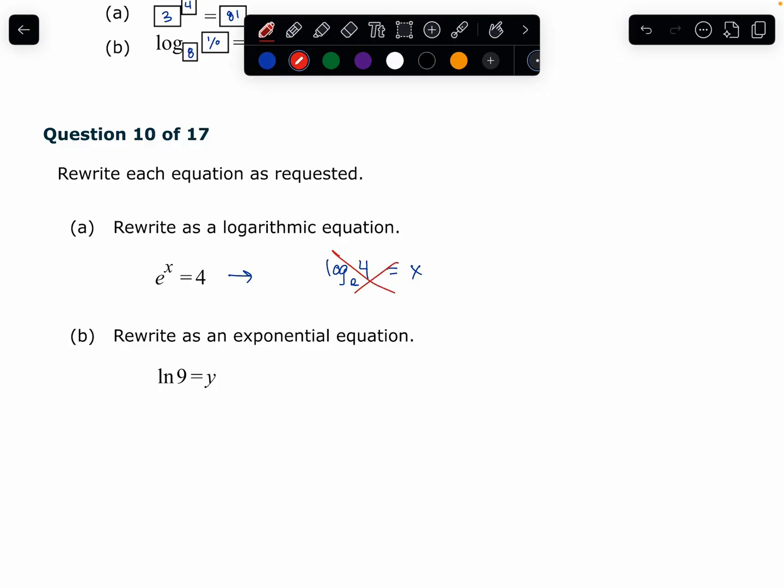So e is a special number. Special number, that means its inverse has a special logarithm. So e is the natural base. And so whenever we have a log base e, you don't ever write it that way. Instead, because e is such a special number, its inverse, its logarithm, has a special notation, and we call it a natural logarithm. So this is called the natural logarithm, the natural log. And the notation for the natural log is ln.